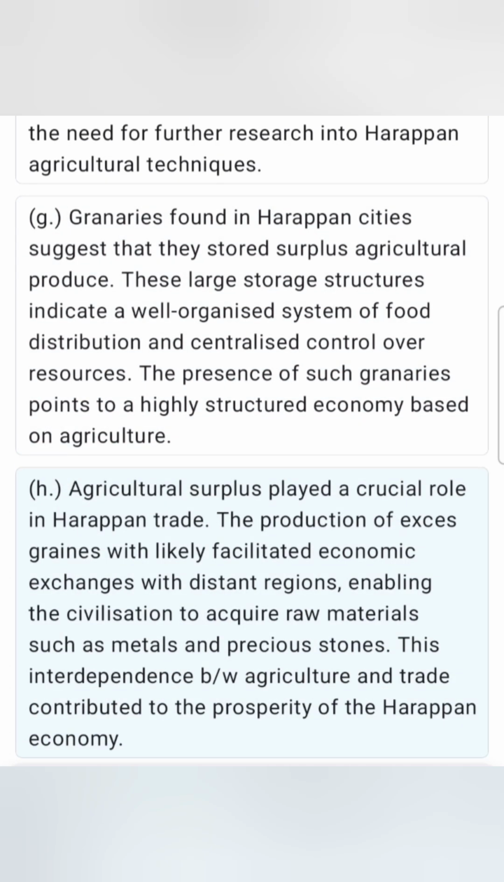H. Agricultural surplus played a crucial role in Harappan trade. The production of excess grains likely facilitated economic exchanges with distant regions, enabling the civilization to acquire raw materials such as metals and precious stones. This interdependence of agriculture and trade contributed to the prosperity of the Harappan economy.